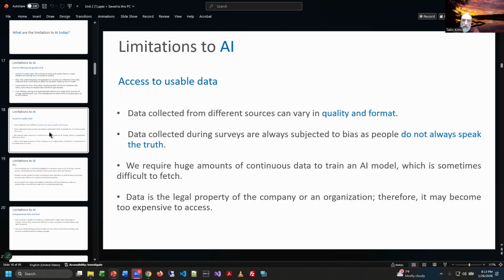It says we require huge amounts of continuous data to train an AI model, which is sometimes difficult to fetch. So we have solutions and workarounds for that. And also usually the best data is behind firewalls. It is behind a login. It's on somebody's private system and they're not giving it up. When you go out on the internet and use free services, whatever those free services are, the trade-off is you're giving them information.